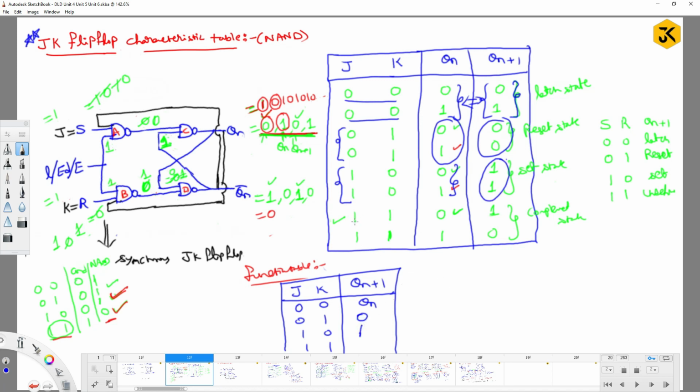Similarly, when J and K are 1 1, you are going to get two cases, and Qn will be 0 or 1. If you observe, it is getting 1 0, right? Which means when Qn is 0, Qn plus 1 is 1. When Qn is 1, Qn plus 1 is 0. Which means I can write Qn bar. So this is the respective function table for the JK flip-flop. Okay, fine. I hope you understood clearly.